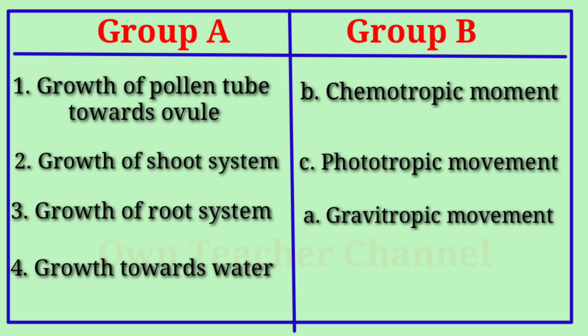Number 4. Growth towards water. Answer is E. Hydrotropic movement. Explanation: the root system of plants responds to stimuli of water by growing towards the source of water. This response is called hydrotropic movement.